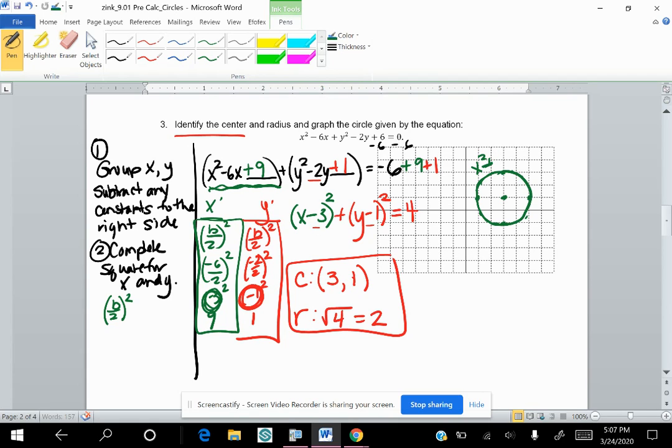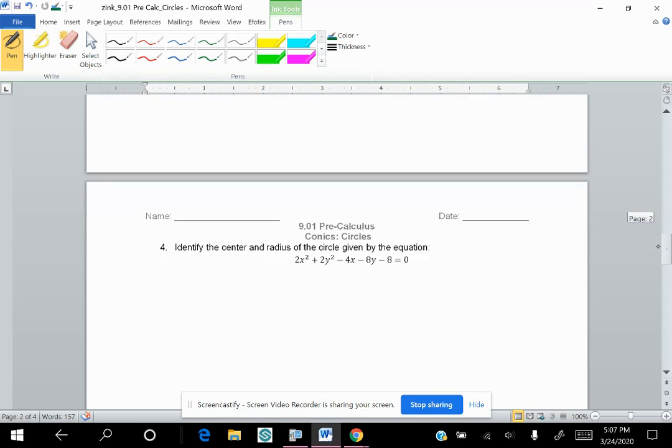Oops, erase that. Label it with the original equation: x squared minus 6x plus y squared minus 2y plus 6 equals 0. And that's it for number 3.